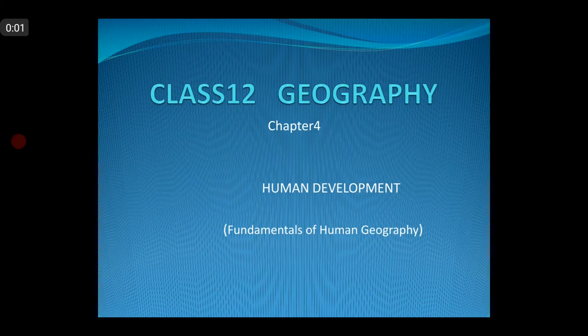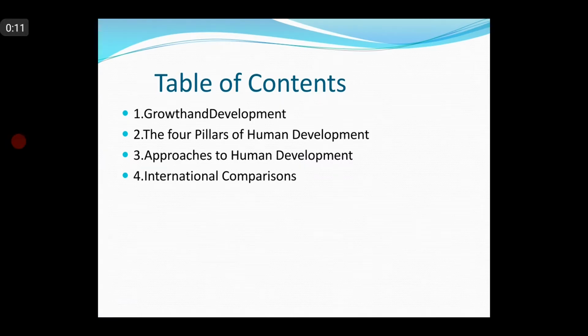Good morning, everyone. Let us continue the same chapter, Human Development, chapter number 4, from the book Fundamentals of Human Geography. In this chapter, we'll take different topics like growth and development. Then we'll discuss the four pillars of human development, approaches to human development, and international comparisons.